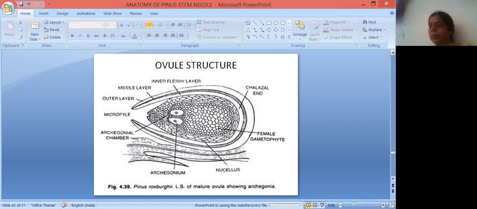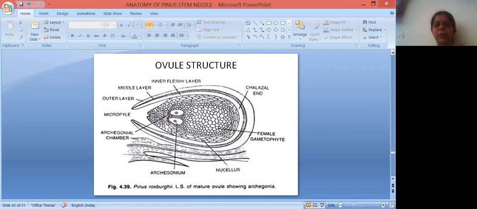Now coming to the structure of the ovule. The ovule is anatropous. There are several types of ovules, as we have seen in the dicots: orthotropous, anatropous, semi-anatropous, amphitropous, circinotropous, and campylotropous. The majority of plants exhibit anatropous ovules. Anatropous is nothing but a curved ovule.